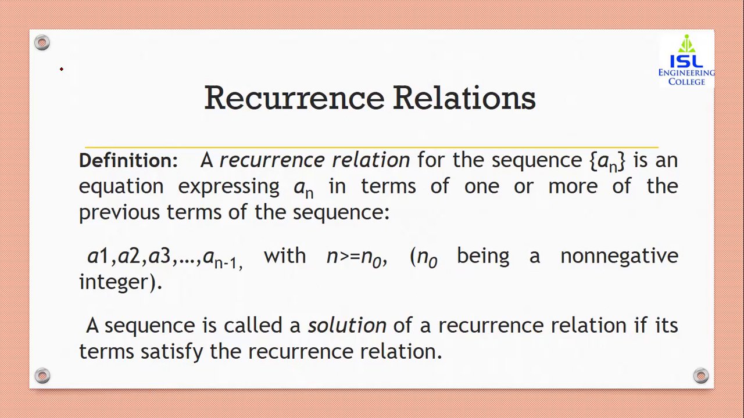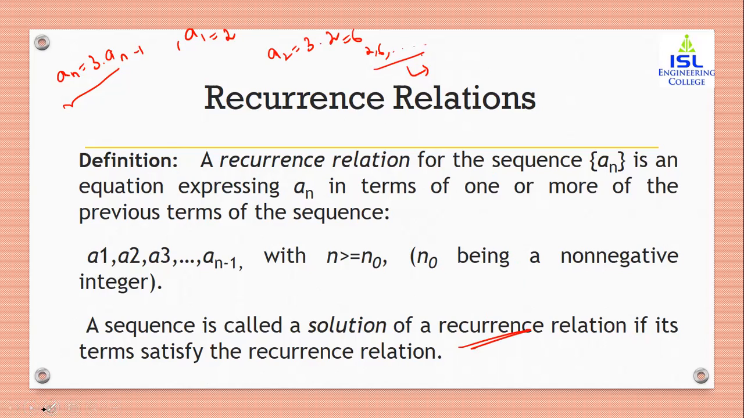For example, I have taken the sequence an is equal to 3 times an minus 1. If this is the sequence, and a1 is given as 2, what will be a2? a2 will be 3 times 2, which is 6. So this sequence 2, 6 and so on is a solution of the recurrence relation given here. Okay, so this is the recurrence relation definition.